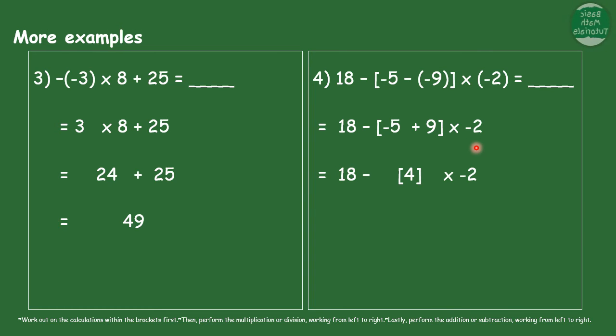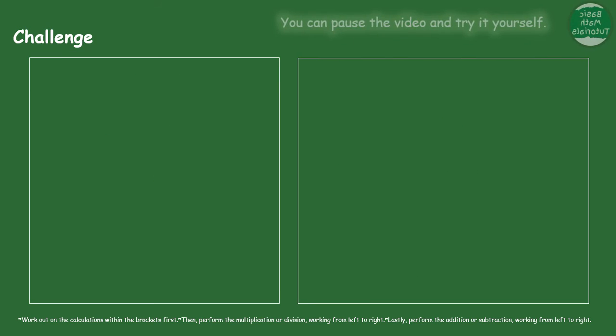And remember, we have a multiplication here. So that means we have to do the subtraction later after this multiplication. So it's going to be 18 minus 4 times negative 2 is 18 minus negative 8. And after that, 18 minus negative 8 equals 26. Okay. Now let's go for the challenge.